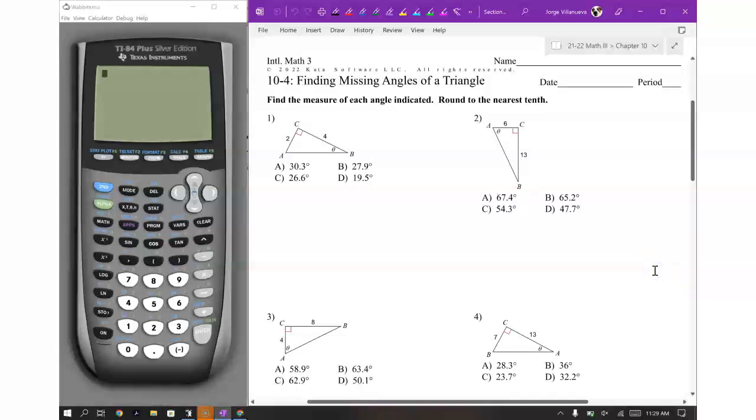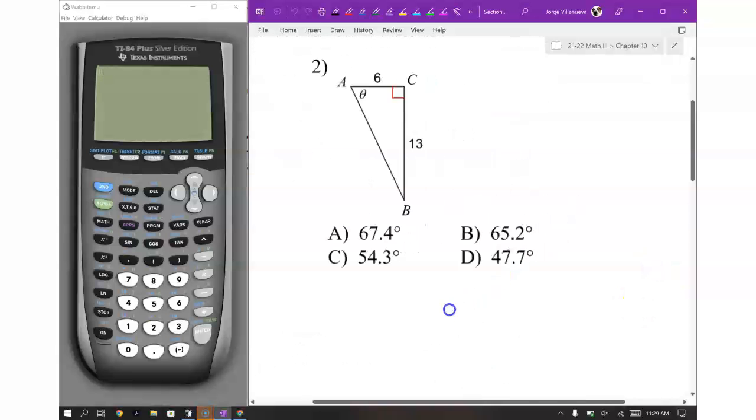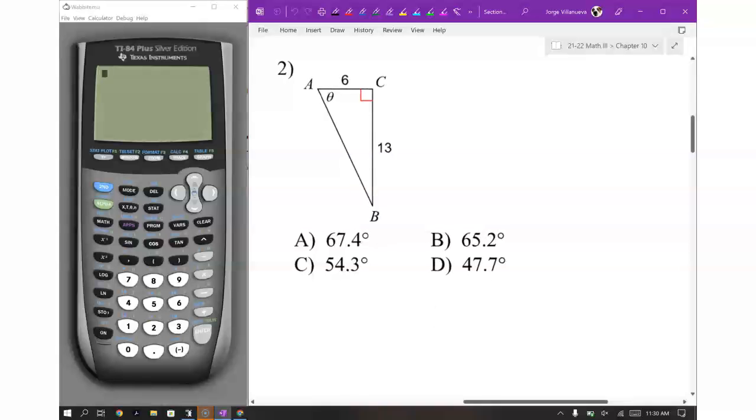All right, so section 10.4 is about finding the missing angle. So every one of these triangles, like if you look at question number 2, we're going to start with that one, but I got to show you some definitions first. So don't write this down yet, okay? But you can see right there for question number 2, they just gave us an angle theta. They usually have been giving us the angle itself, and then we had to find missing sides. So now we got to find the missing angle.